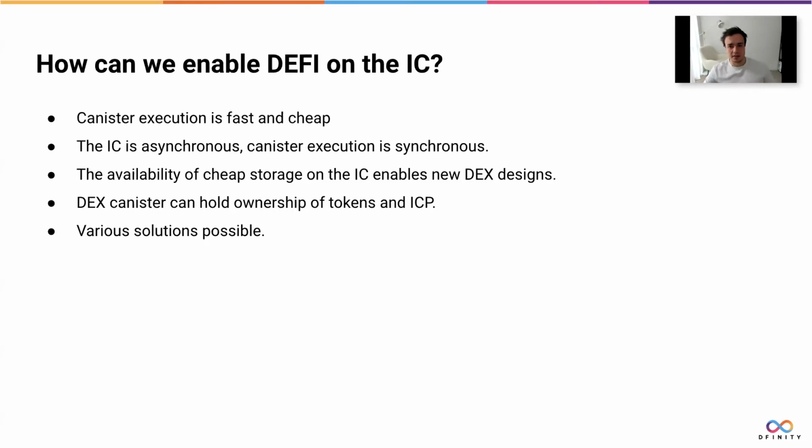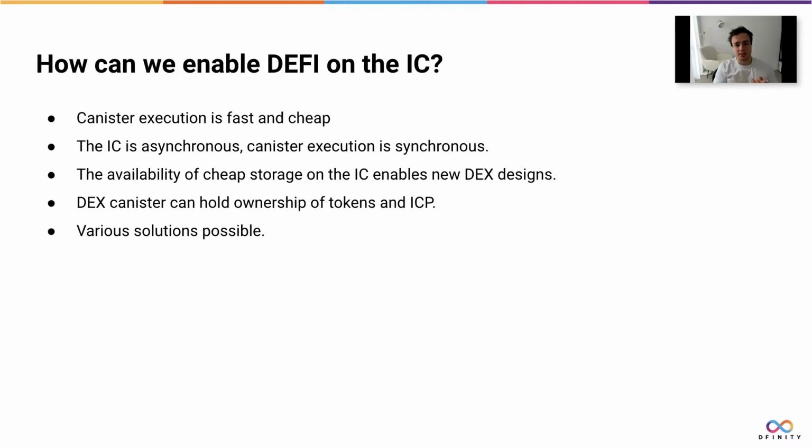Another big feature of the IC is that it offers very cheap storage on chain, which allows for much more advanced DeFi applications, because you're able to store much more state. In a lot of DeFi applications, you're limited by the state you can store on chain. One concrete example would be an order book exchange, where you can place orders, and these orders get stored on chain and matched accordingly. These order book exchanges are more capital efficient compared to the automated market makers we have on other chains.